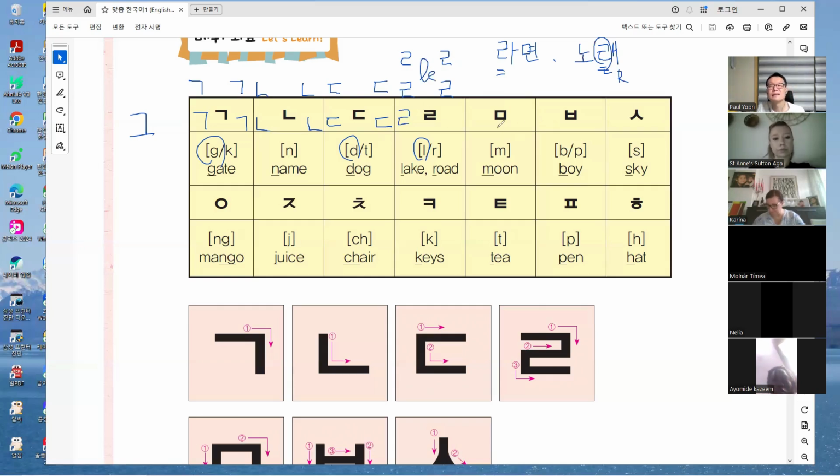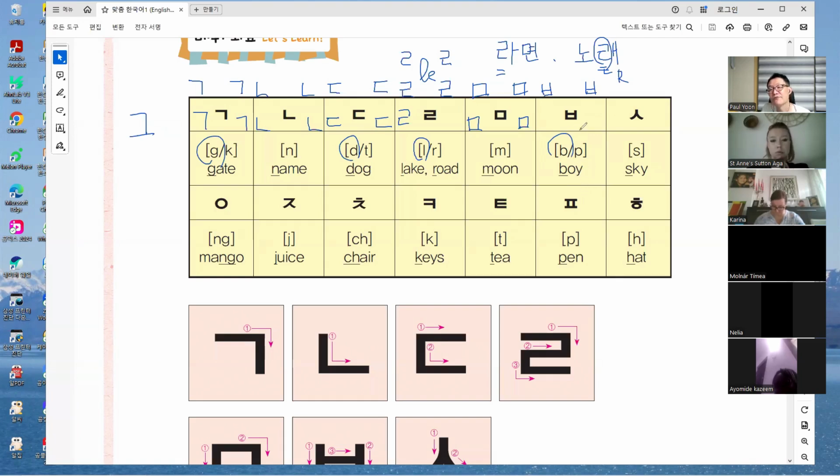Next, this one looks like a square. The M sound. Moon, Mister. One, two, three. M. One, two, three. M. Next, B. This is the B sound. One, two, three, four. B sound, for boy, bed.